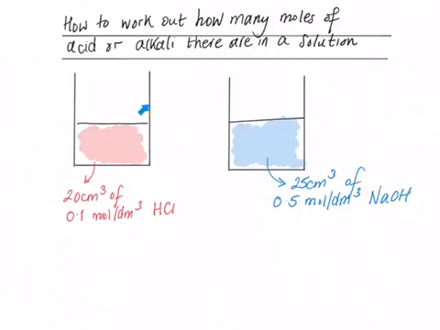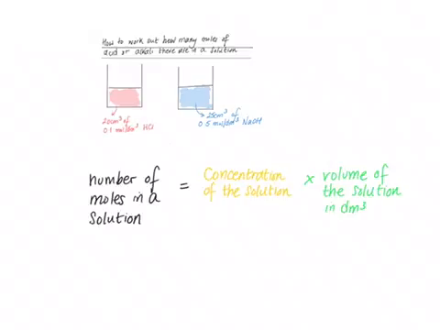I'm going to work out how many moles of hydrochloric acid there are in this beaker and how many moles of sodium hydroxide there are in this beaker. So the formula that you need is the number of moles in a solution, which is usually called N, is equal to the concentration of the solution, C, times the volume of the solution, V.